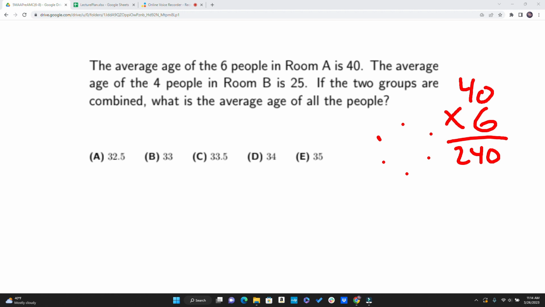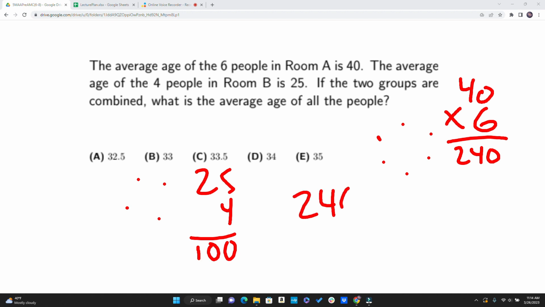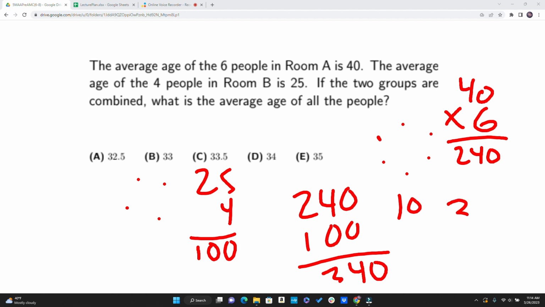In room B, average age is 25. So the 4 people in room B, their ages add up to 25 times 4, that's 100. Okay, so we've got 240 plus 100. So if they were combined, everybody's ages would add up to 340. Okay, and now that's 6 people plus 4 people. So now there's 10 people whose ages add up to 340.